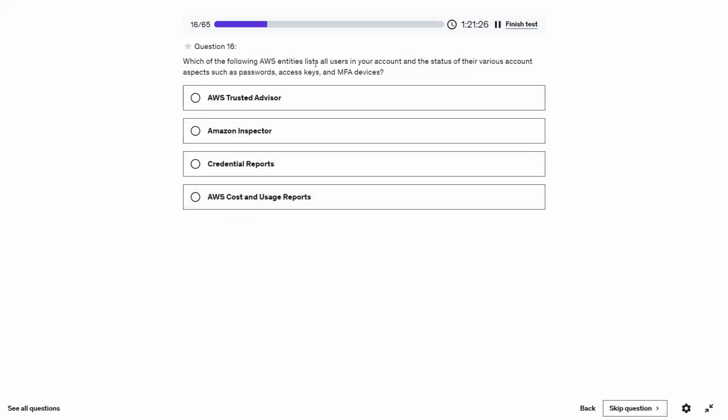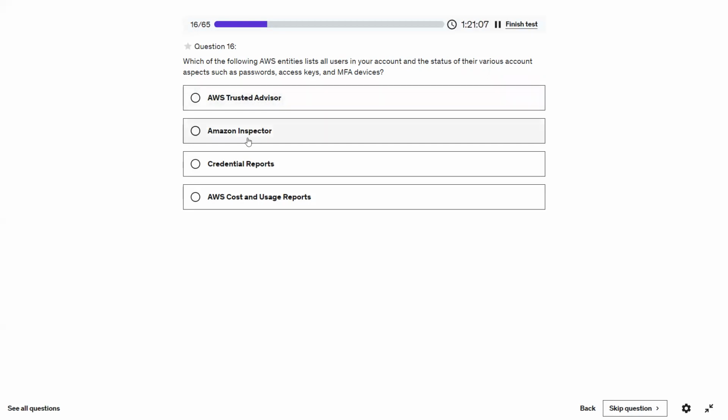Which of the following AWS entities lists all users in your account and the status of their account credentials, such as passwords? If you want the list of all users and their MFA devices, say there are 10 users, which user has MFA enabled, and if enabled, on which device? How can you get all that in a list?